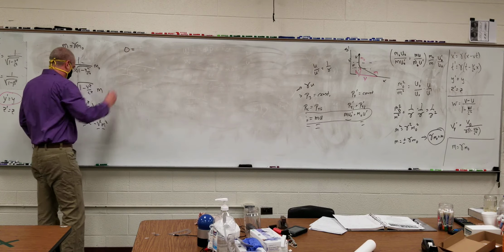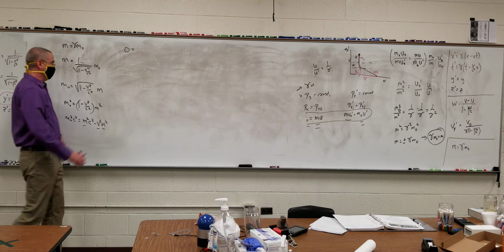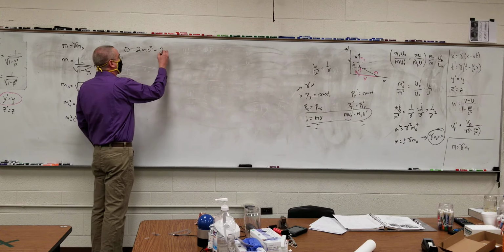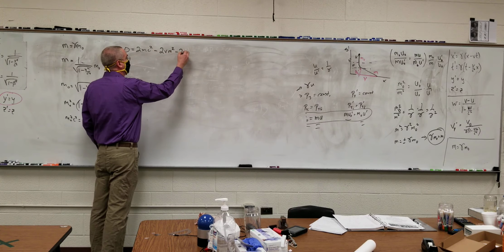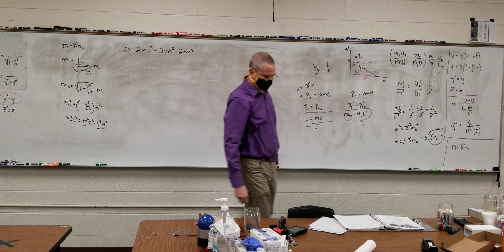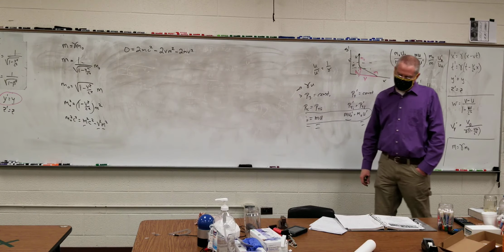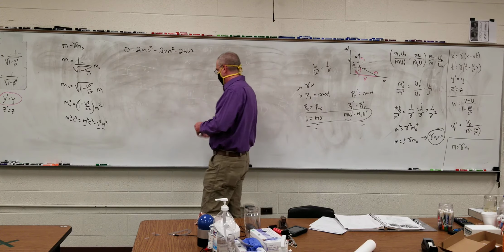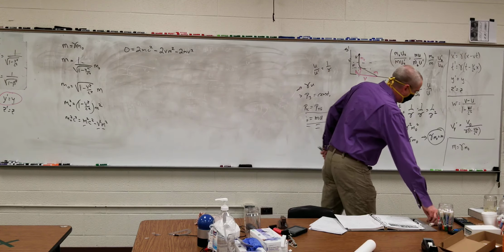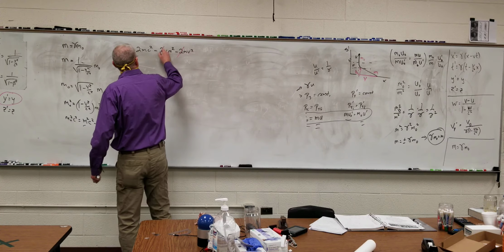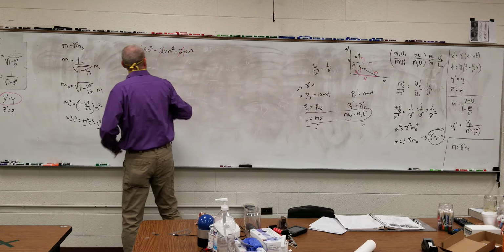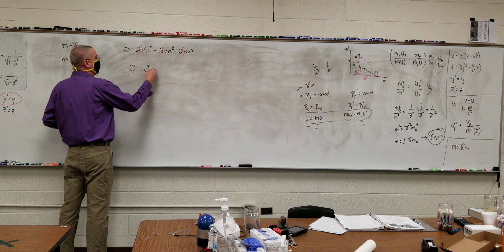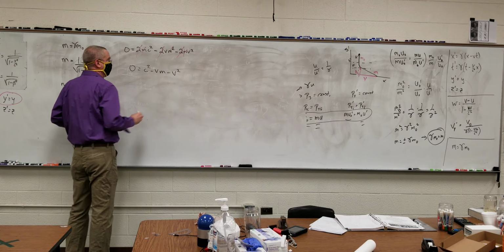So 0 equals, well, c is constant, so this becomes 2mc squared minus 2vm squared minus 2mv squared. I have 2m common to everything, so I can get rid of some stuff there, using the technical term. So I'll get rid of 2, m, one of those, and that m. So we've now been reduced to 0 equals c squared minus vm minus v squared.